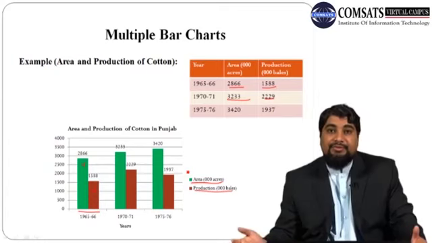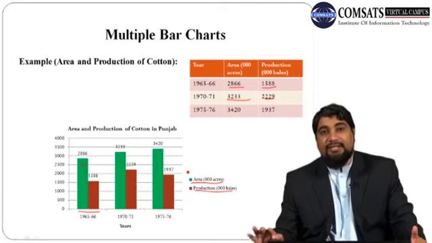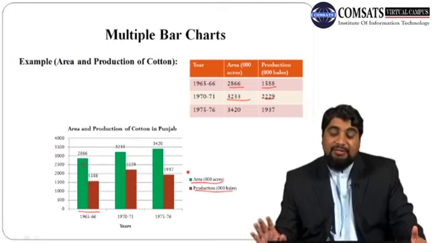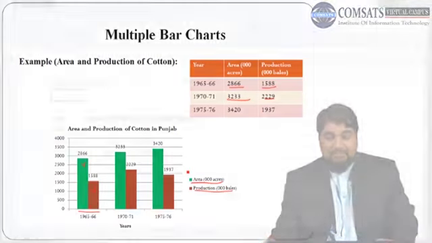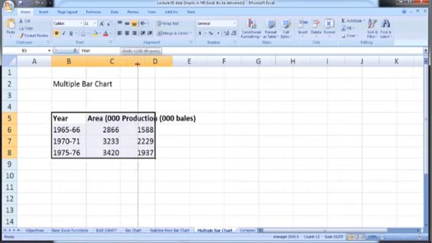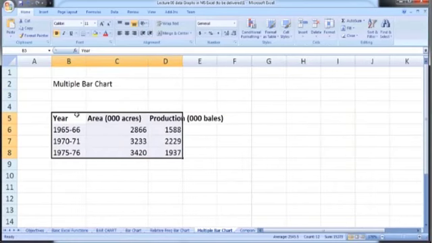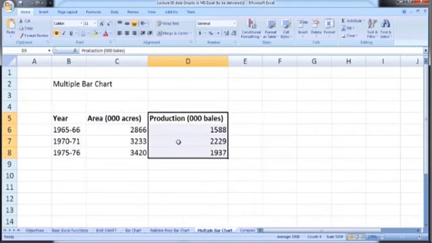But here we are using Microsoft Excel. You should be well prepared with how to construct graphs by hand as well as in Microsoft Excel. So let us construct the same chart in the Microsoft Excel spreadsheet program. Here is the same data. In the first column we have years, in the second column area, and in the third column production in 1000 bales.